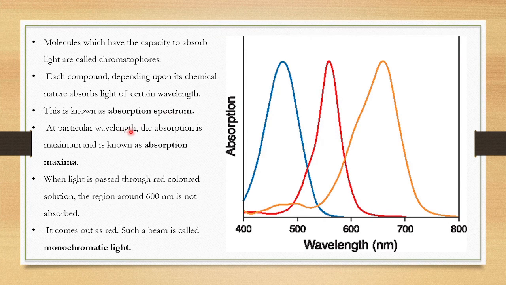At a particular wavelength, the absorption is maximum and is known as the absorption maximum. You can see here that at a particular wavelength the absorption is maximum for the blue light. For the red light, the absorption is maximum here, and the orange something here. So at a particular wavelength the absorption is maximum, and this is known as absorption maxima. When light is passed through a red colored solution, the region around 600 nanometer is not absorbed and it comes out as red. Such a beam is called a monochromatic light.